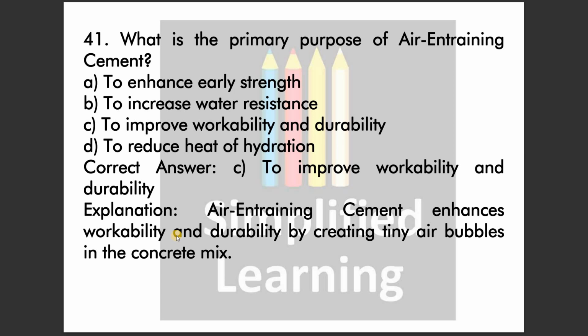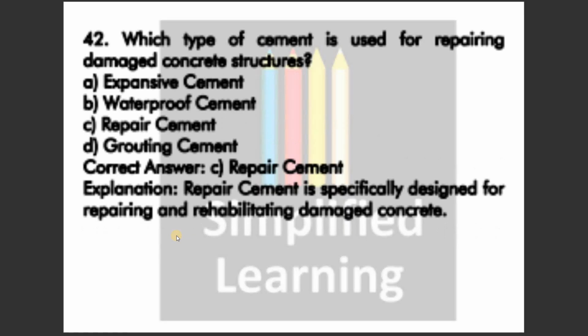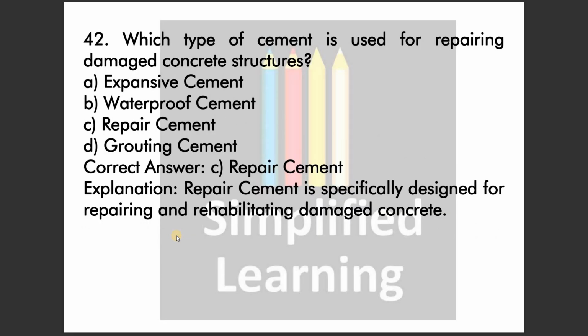Then what is the primary purpose of air-entraining cement? The sole purpose of air-entraining cement is to improve workability and durability of the concrete mix. Then which type of cement is used for repairing damaged concrete structures? Then we will be using repair cement. Okay, by guniting or grouting method, we are going to use repair cement for that.